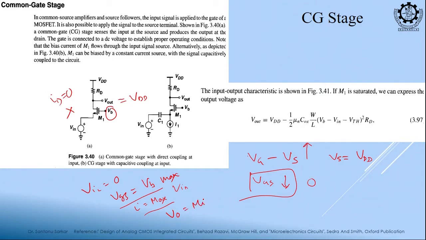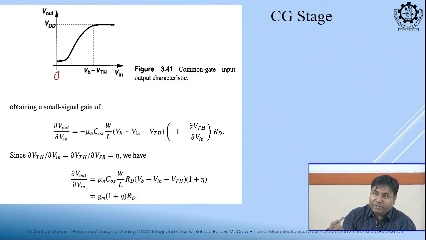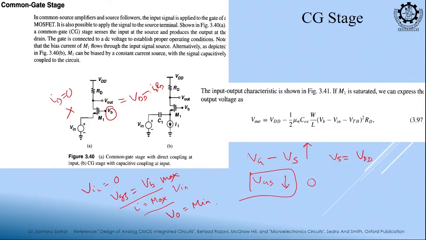Minimum. Why? Because V out is equal to VDD minus IDRD. So, if current is maximum, this subtraction is also maximum. So, that is my plot. When input is 0, what is my output? You see VDS sat, it is at the VDS saturation. What is VDS saturation? VDS saturation is equal to VGS minus VT, the overdrive voltage.